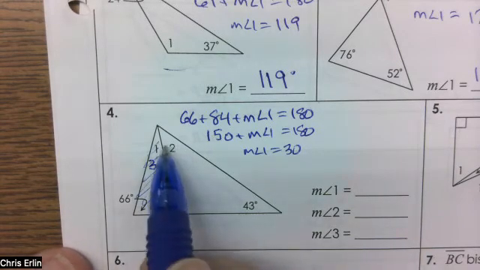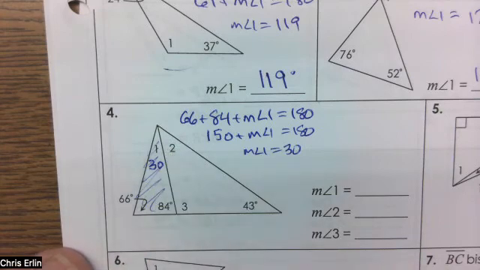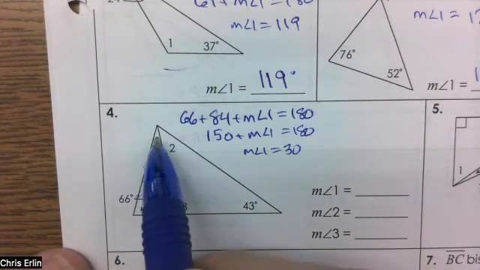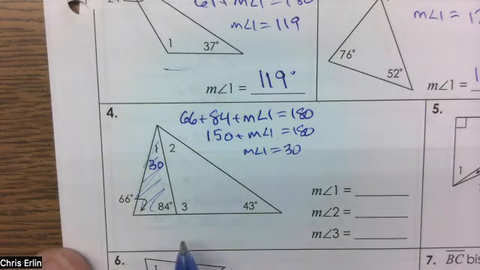Now, does angle 2 let us use the remote exterior angle theorem? Is it an exterior angle? It's not. Because an exterior angle is formed by extending one of the triangle's sides out. That's not what this is. Is angle 3 like that? Is it an extension of one of the sides of the triangle? It is. So angle 3 would equal what?